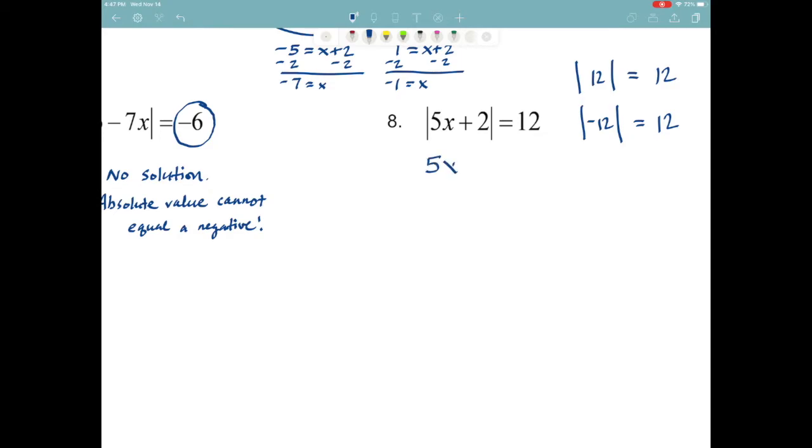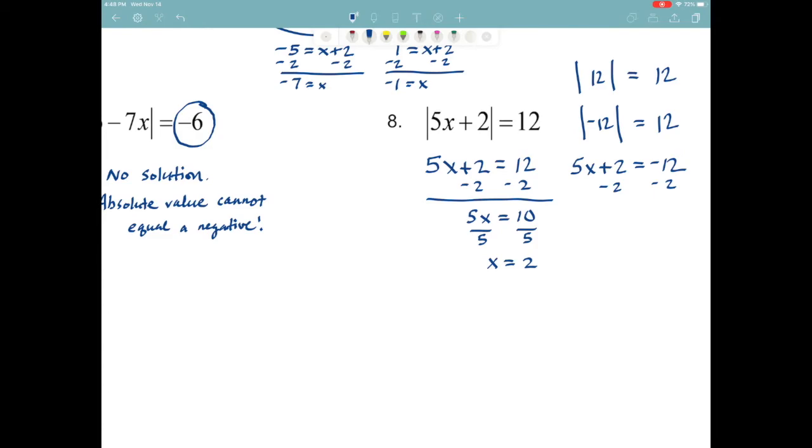So we're going to take out our 5x plus 2. We're going to set it equal to 12. And we're going to take that 5x plus 2 and we're going to set it equal to negative 12 and we're going to solve it. We get 5x equals 10. And therefore x equals 2. Subtract our 2 from each side. We'll get 5x equals negative 14. And x equals negative 14/5, which you could also say is negative 2.8 if you want to.